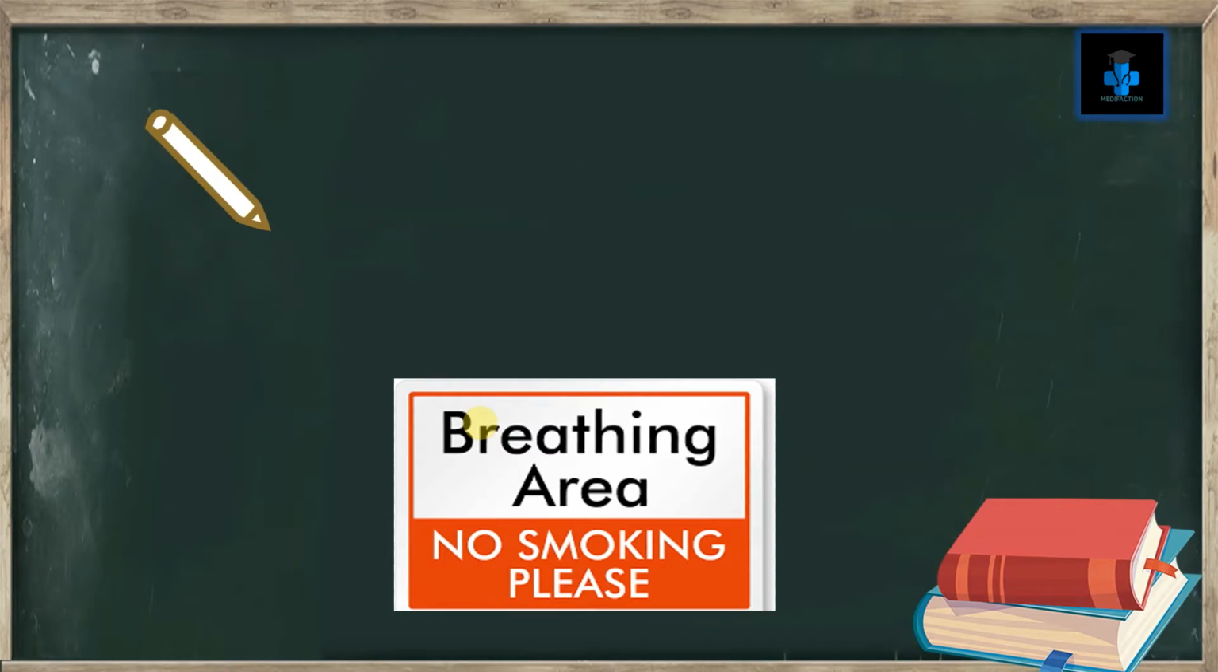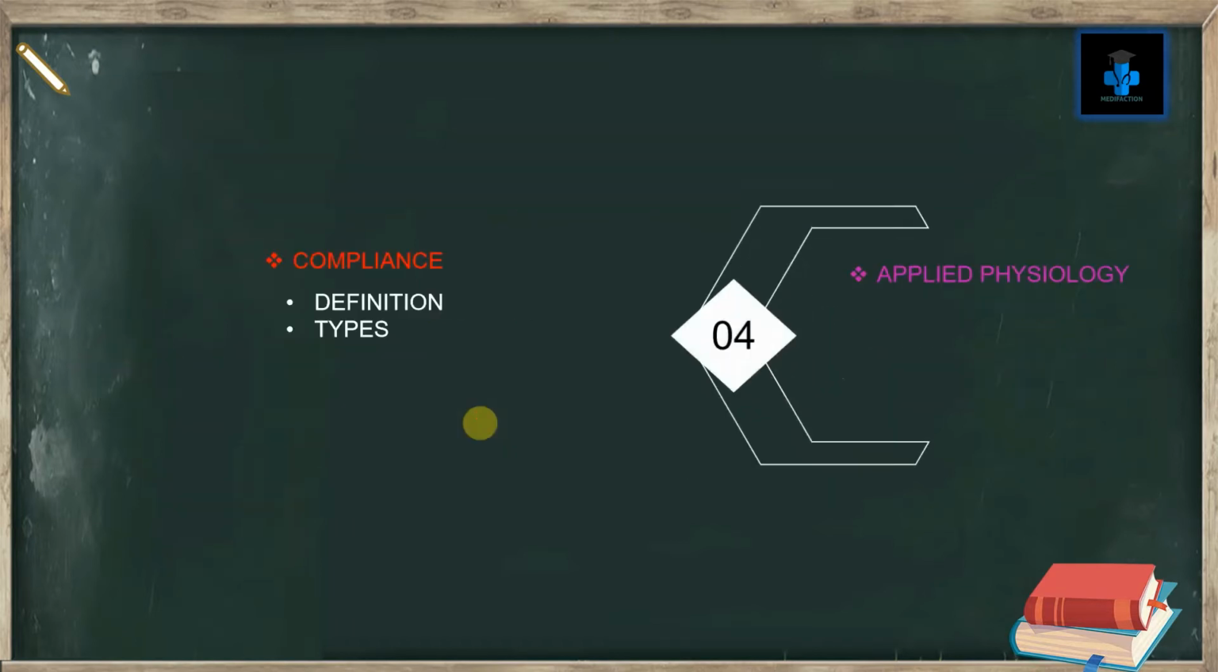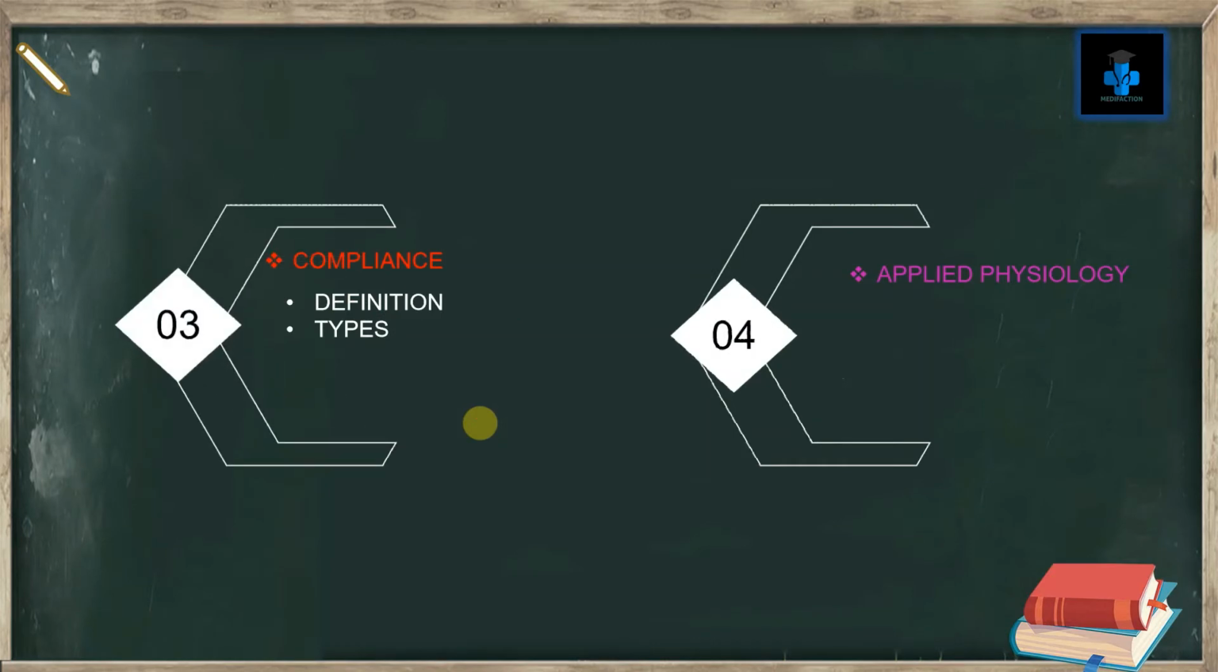So in this video, I am going to enumerate the respiratory movements, which include an introduction, muscles of respiration, movements of thoracic cage, and movements of lungs. We are also going to discuss the respiratory pressures, intrapleural pressure and intra-alveolar pressure, and we are also going to learn about compliance, its definition and types, and some important applied physiology.